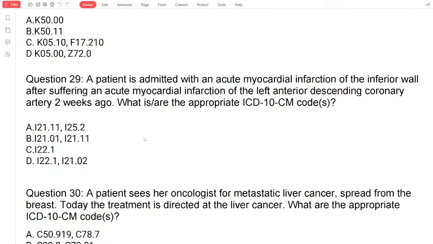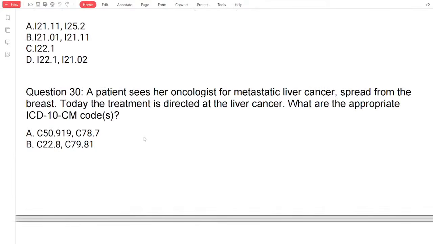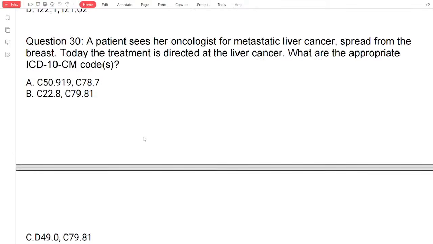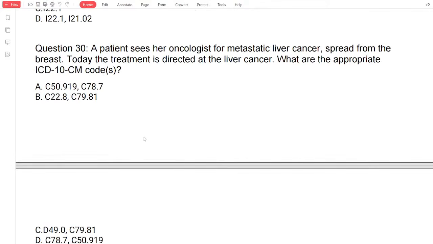Everyone got it? Check the code carefully, guys. Okay, read the entire code. Question 30: a patient sees her oncologist for metastatic liver cancer spread from the breast. Today, the treatment is directed at the liver cancer. So, what are the appropriate ICD-10-CM codes?